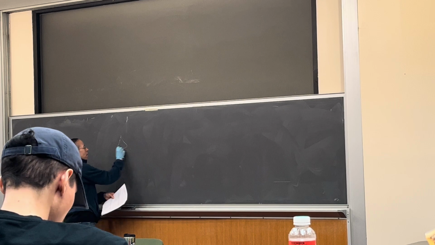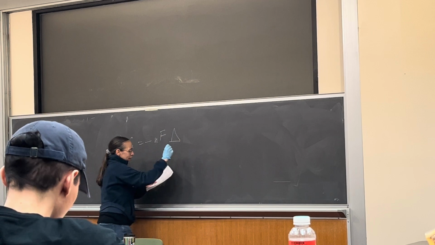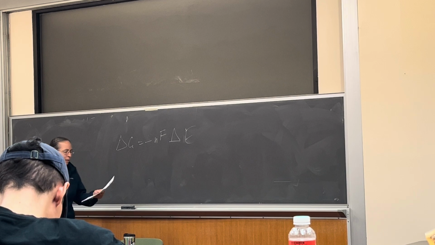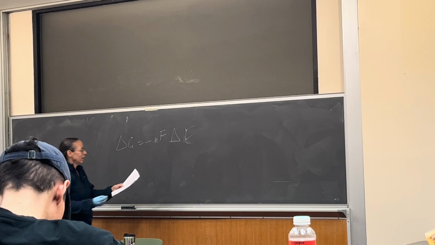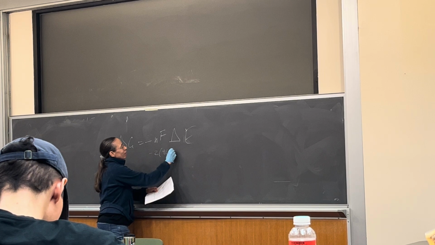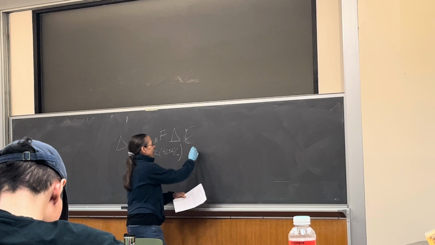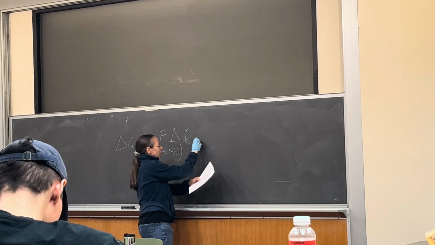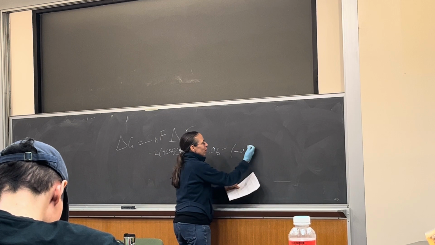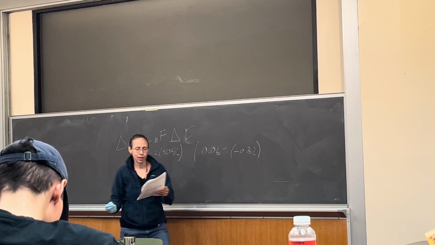Delta G is equal to negative nF delta E, where E is the redox potential. So for both of them, this is negative 2 times 96.5 kilojoules per mole. For NADH, the redox potentials are 0.06 minus negative 0.32. And this ends up giving you a negative number.